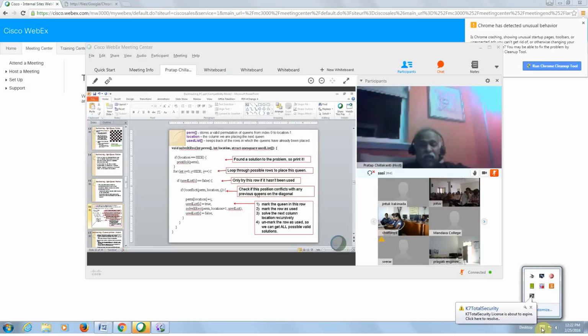Next, you check if there is any conflict, because you have to keep track of rows, columns, and diagonals. If there is no conflict, you mark the queen in this row, and then do all these steps shown there, the 4 steps. Pretty straightforward algorithm.